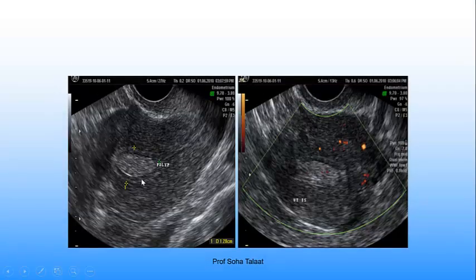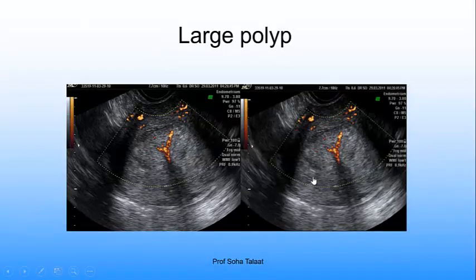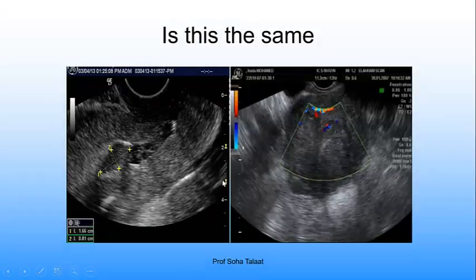Here is another polyp. Here this is a focal hyperechoic lesion present, and the endometrium is seen splayed over it. Here there is no typical vascular pedicle sign, but there are fine vessels present inside this polyp. And this is another polyp. This polyp is large, with the vascular pedicle sign also seen on power Doppler. So this is a vascular pedicle sign.